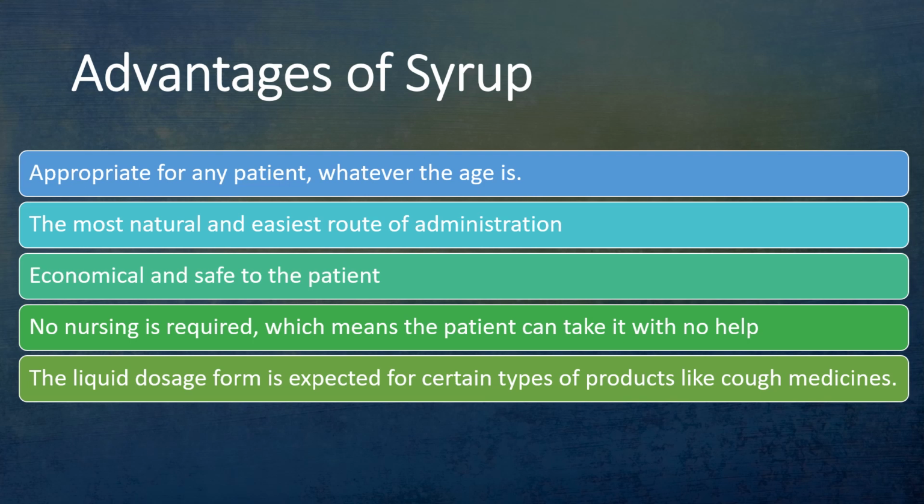Advantages of syrups include: they are appropriate for any patient whatever the age. They are the most natural and easiest route of administration. They are economical and safe to use. No nursing is required, meaning the patient can take it by themselves. The liquid dosage form is expected for certain types of products like cough medicines.